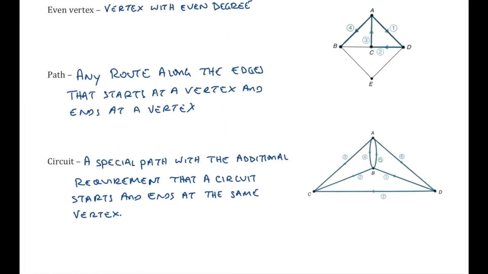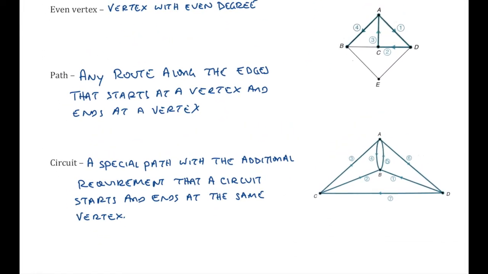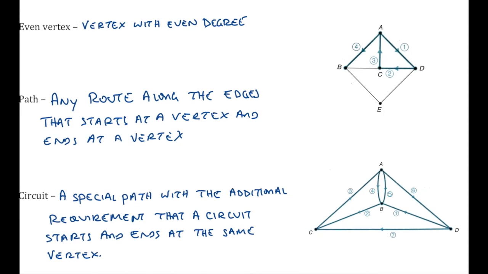What do we do with these? We're looking at different items right now that are going to be called a path or a circuit. Now a path is going to be any route along the edges that starts at a vertex and ends at a vertex. Just saying I'm at A, I go to B, I go to C, I go to D, etc.